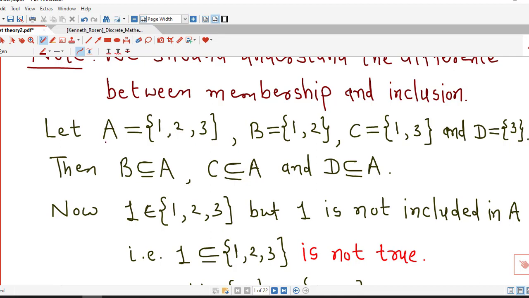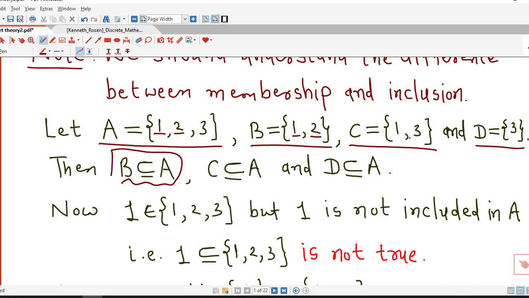Suppose we consider these four sets. Set A contains three elements, 1, 2 and 3, B contains two elements 1 and 2, C contains two elements 1 and 3, and D contains only one element 3. Here we can see 1 and 2 are elements of B and they are elements of A also. So B is included in set A, or B is a subset of set A. Similarly, every element of set C is also an element of set A, so C is a subset of A, or C is included in A.